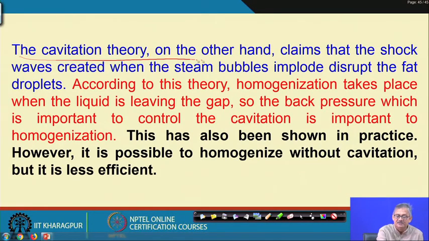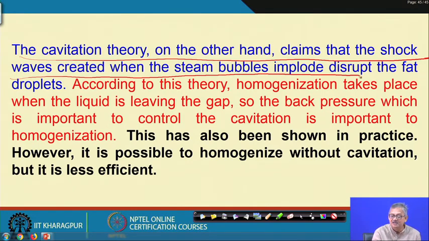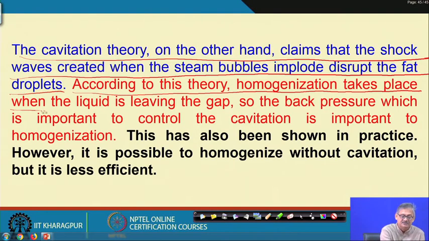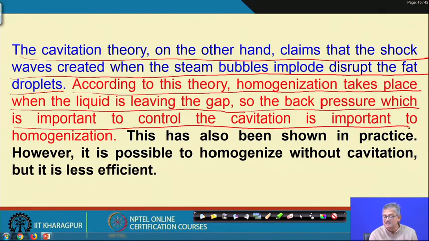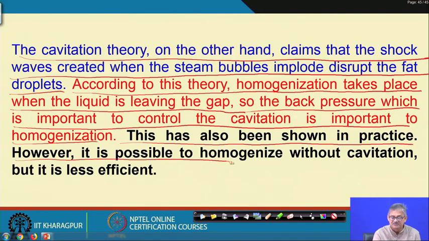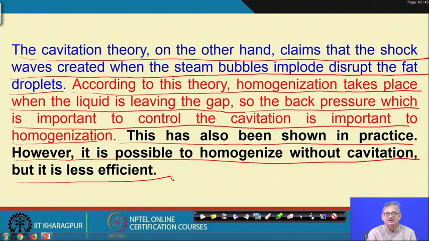This cavitation theory, on the other hand, claims that the shock waves created when the steam bubbles implode disrupt the fat droplets. According to this theory, homogenization takes place when the liquid is leaving the gap. So, the back pressure, which is important to control the cavitation, is important to homogenization. This has also been shown in practice. However, it is possible to homogenize without cavitation, but it is less efficient, right.